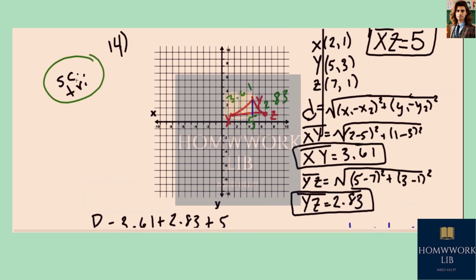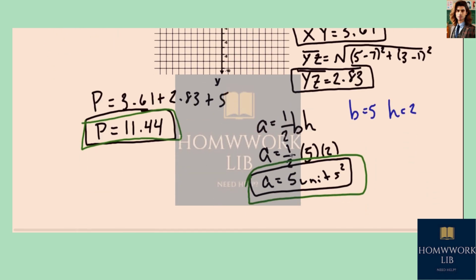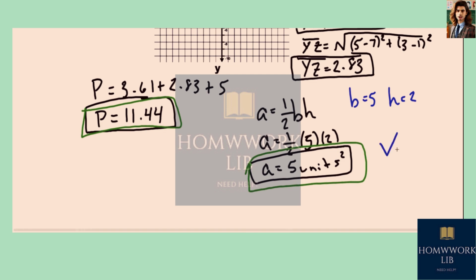So we identified the polygon as a scalene triangle. The perimeter is 11.44 and the area is 5. And we are finished.